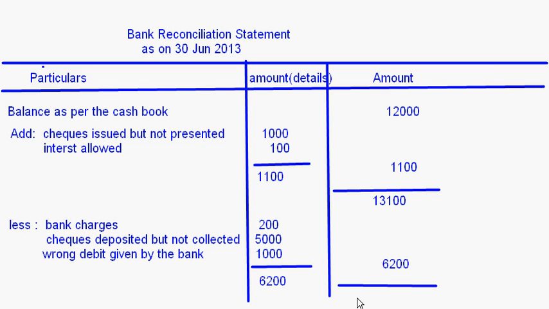So this is how we prepare the bank reconciliation statement. There is another format of preparing the bank reconciliation statement in which we show the plus items and minus items. Whatever is to be added will come in the plus items, and whatever is to be subtracted will come in the minus items. So here I'll write particulars, plus items and minus items. This format can also be followed. The result will be the same whether you follow this or that.